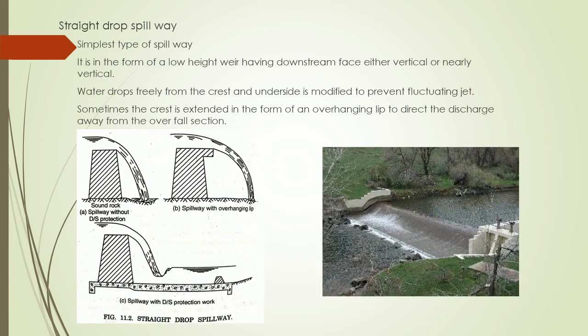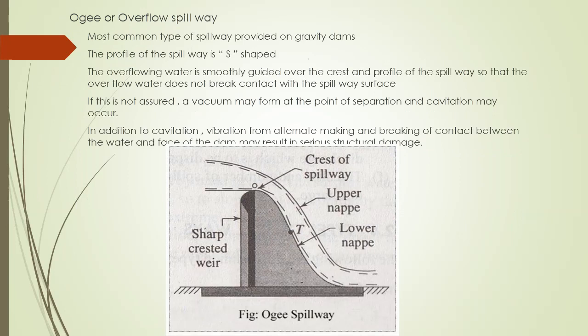The diagram shows a straight drop spillway. It is the simplest type of spillway. It is in the form of a low height weir having a downstream face either vertical or nearly vertical. Water drops freely from the crest and the underside is modified to prevent a fluctuating jet. Sometimes the crest is extended in the form of an overhanging lip, to direct the discharge away from the overfall section.